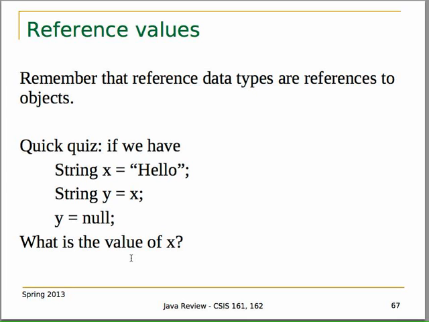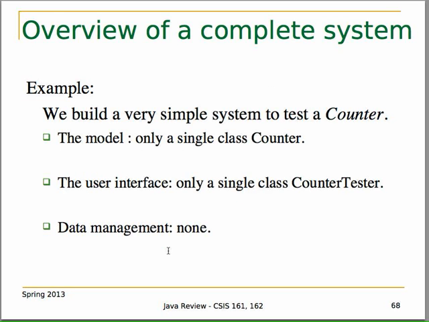Okay, so remember that reference data types are references to objects. So here's a quick quiz. Let's see if you understand how reference data types work. Let's say you have a string x is equal to hello, and then we have string y is equal to x. So now y refers to the same thing x refers to. That's the way to look at it. Now what happens if we set y is equal to null? What is the value of x? Okay, you might want to think about it. You can pause it. You could even try it out in Eclipse if you want. I'm going to give you the answer pretty soon.